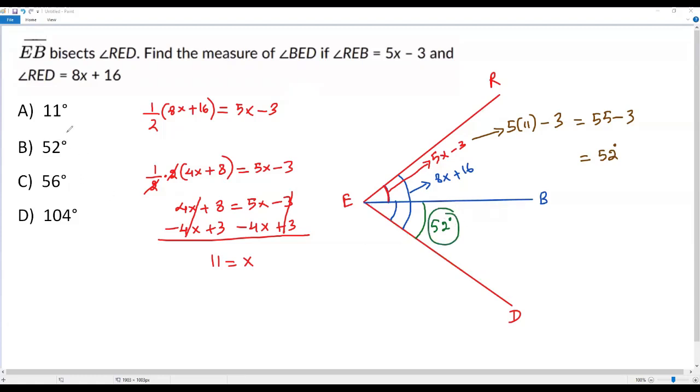We find this 52 degrees in answer choice B. The correct answer choice for this question is B.